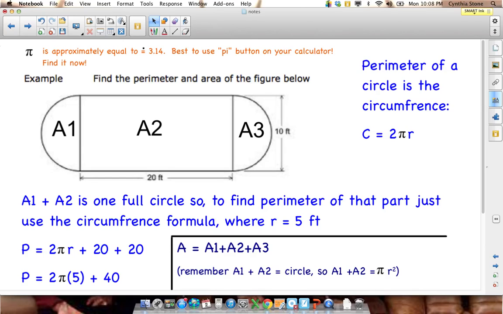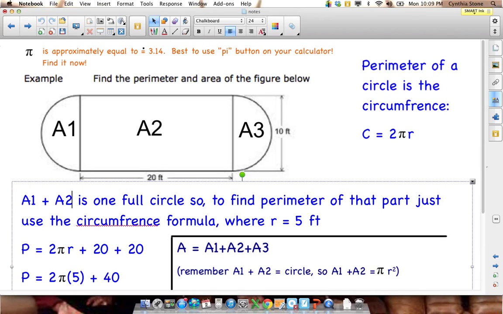I had fun with this one because we had to use pi. You probably remember from previous math courses that to find the circumference of a circle, which is the perimeter of a circle, it's 2 times pi times r. If you look at this shape, and again it's 3 different shapes put together, A1, 2, and 3. Oh, I made a typo. A1 plus A3 is 1 full circle. This plus this equals 1 full circle.